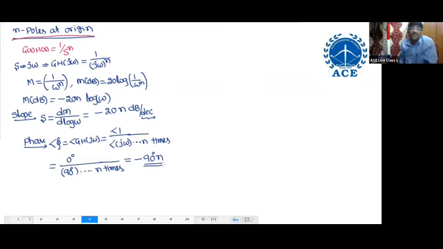So n poles at origin give a slope of what? This is very important. All this calculation is not important. We require only slope and phase. N poles at origin give the slope of minus 20n dB per decade and phase angle of minus 90 degrees n. Now draw the plot.